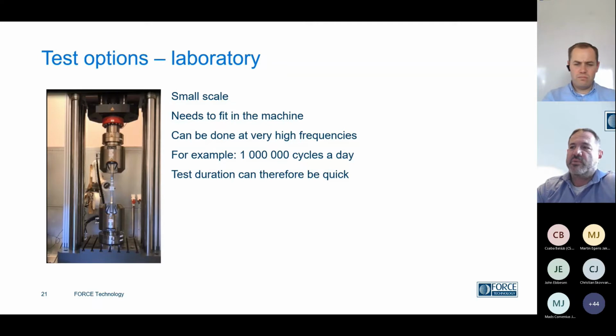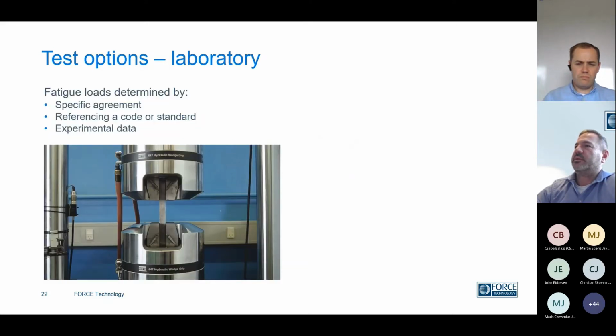But we've now got the electronics and the hydraulics and the computer software, so that they can generate a lot of cycles. And what we see here is a typical test setup, where in the middle you've got the specimen, and on the top and the bottom you've got the actuators.